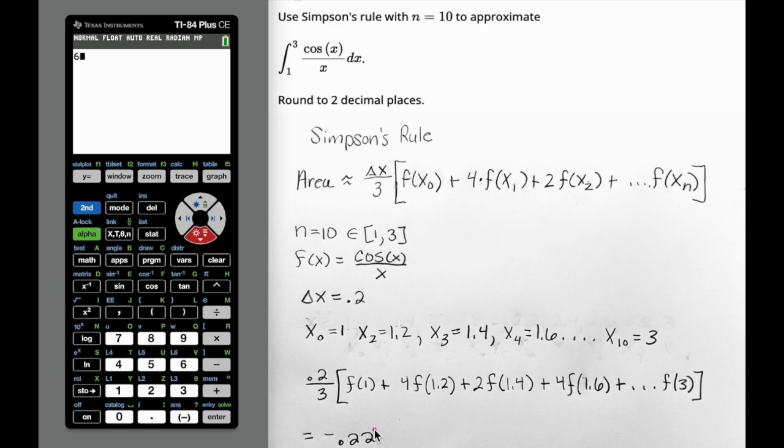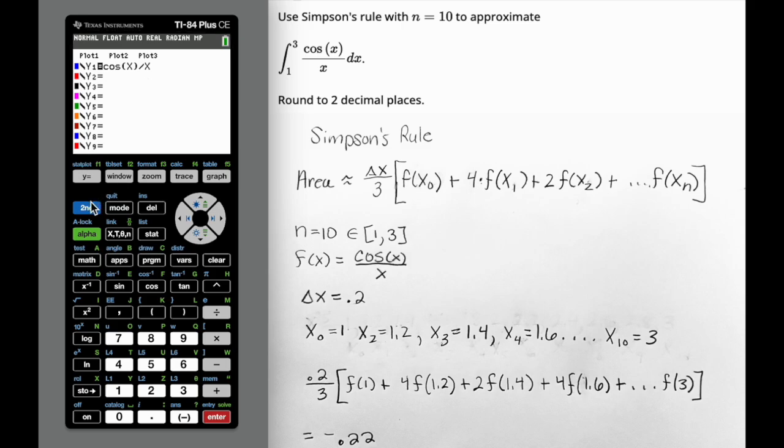Now, let me show you how you can save yourself the arithmetic and worrying about rounding errors by using the calculator to do this. So you want to go into your y equals to define your function. So in y equals, I'm going to choose cosine x and then divided by x. So there's our function defined in y1.